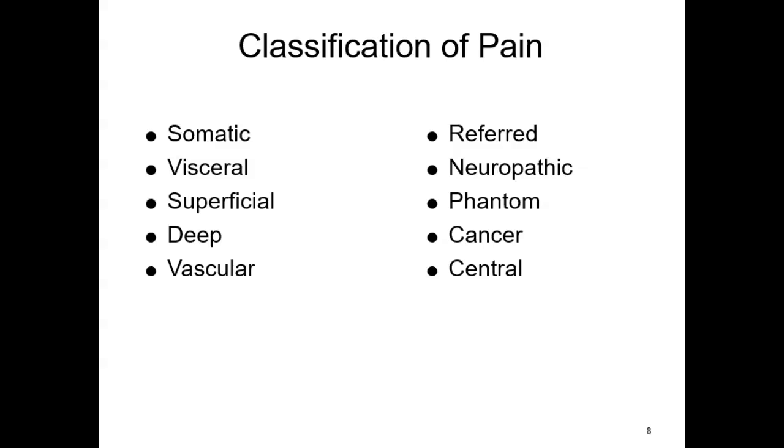Neuropathic is related to the nerves. Phantom pain is a special pain that occurs after a person has lost a part of their body, usually a limb, so it's often phantom limb pain, in which their brain is not processing the responses of pain. Best way I can say it is that they still have pain from a limb that isn't there. So it's a neurological dysfunction part of it. Cancer is any pain that's related to cancer care. And central would be related to nervous system damage.